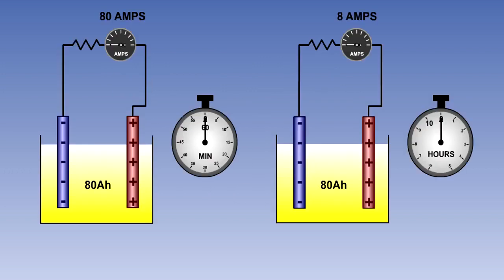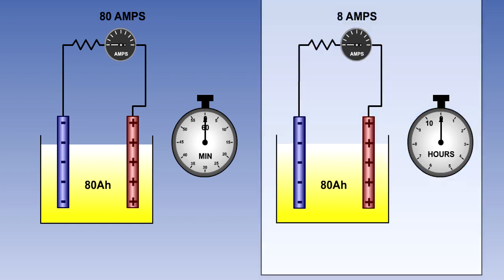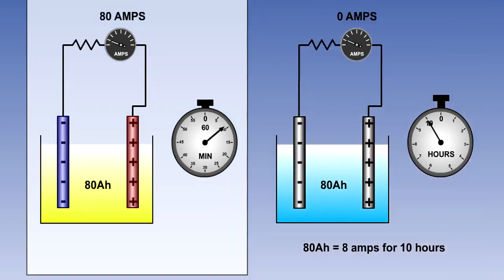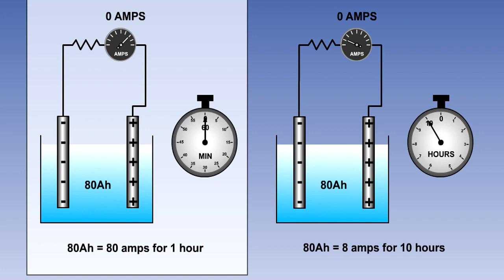A cell with a capacity of 80 ampere hours, for instance, should theoretically provide a current of 8 amps for 10 hours, or 80 amps for 1 hour. In practice, the capacity will reduce as the rate of discharge is increased. A cell's rated capacity is normally measured at the 1-hour rate.